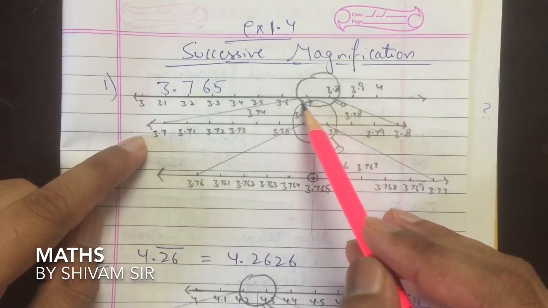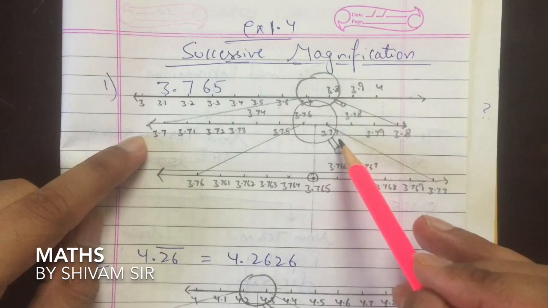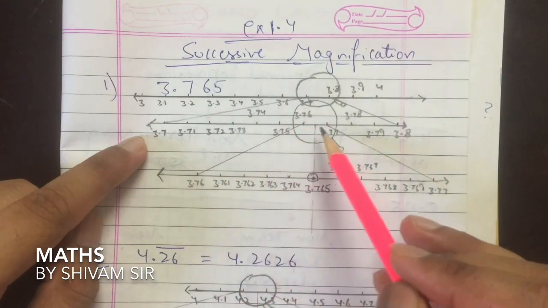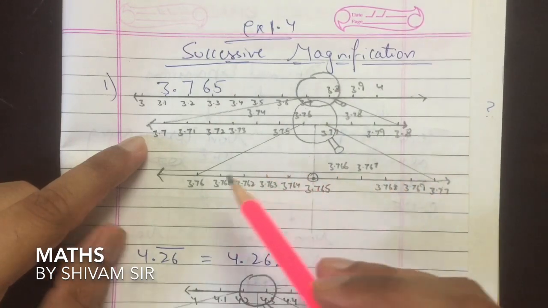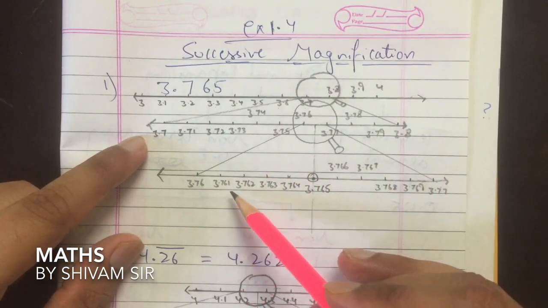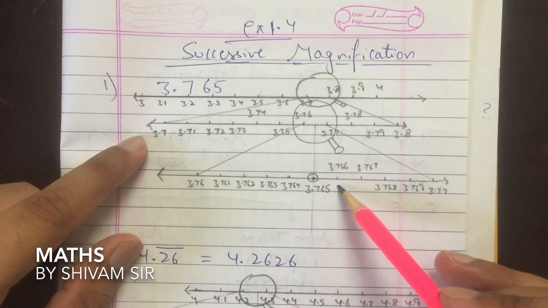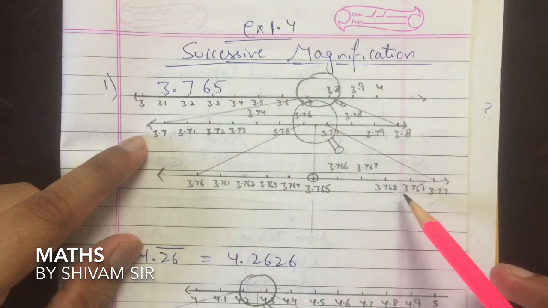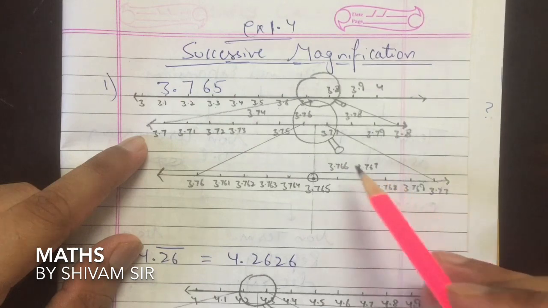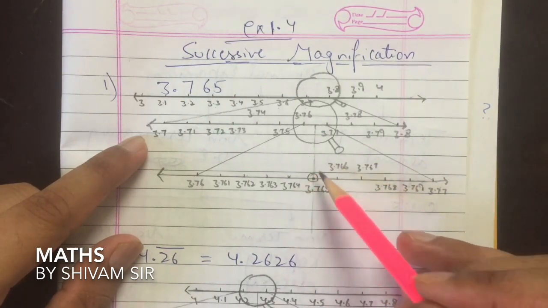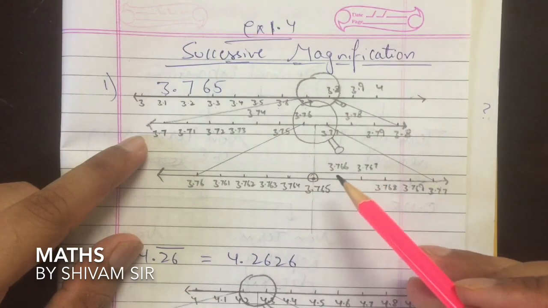Draw one magnifier over it and zoom into it. The new extreme coordinates will be 3.76 and 3.77. So 3.76, 3.761, 3.762, 3.763, 3.764, 3.765, 3.766, 3.767, 3.768, 3.769, 3.77. So 3.765 is this point, which we have to represent on number line.